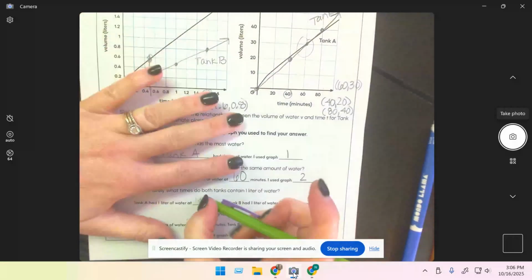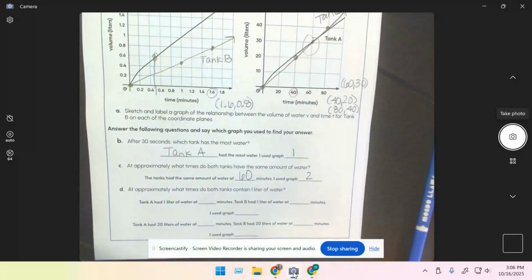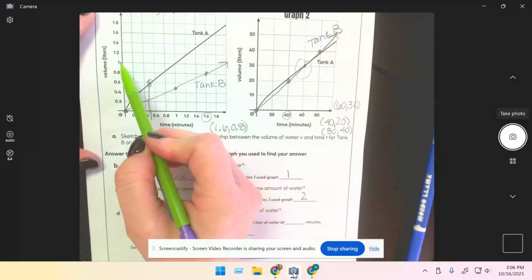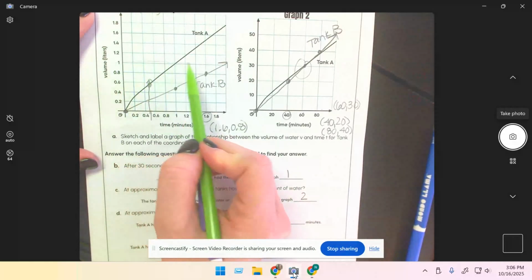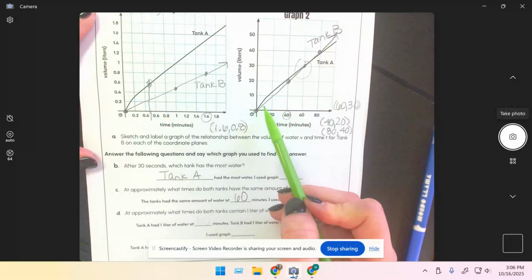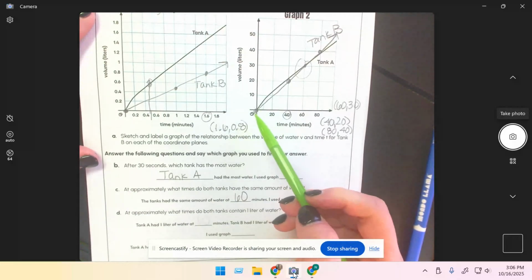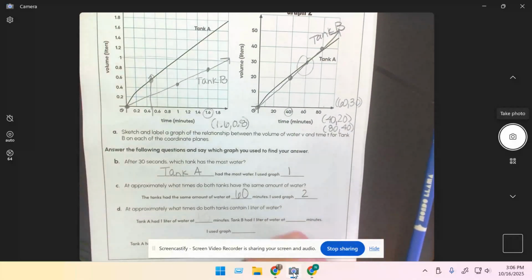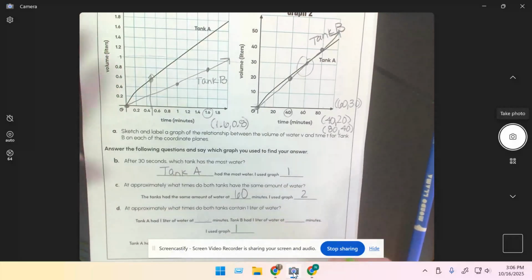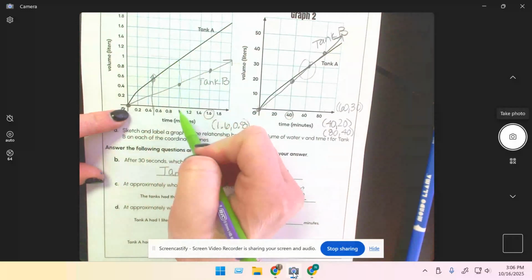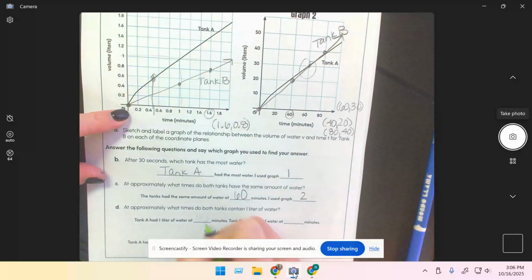All right, the next one. Approximately what times do tanks contain 1 liter of water? Okay, so now we're looking over here, 1 liter of water. So if I look over here, 1 liter, well, this is 10, so it's somewhere over here, and it's kind of really hard for us to see. So I'm going to think graph A, sorry, first graph, would be a little bit easier to use. Okay, so 1 liter of water. Graph A, so 1 liter, I follow it over, follow it down. About 1 minute.